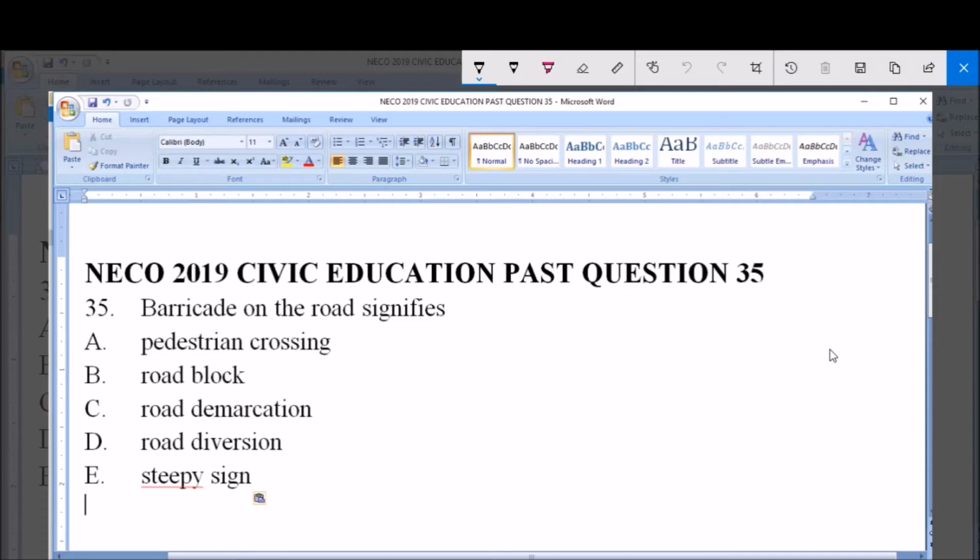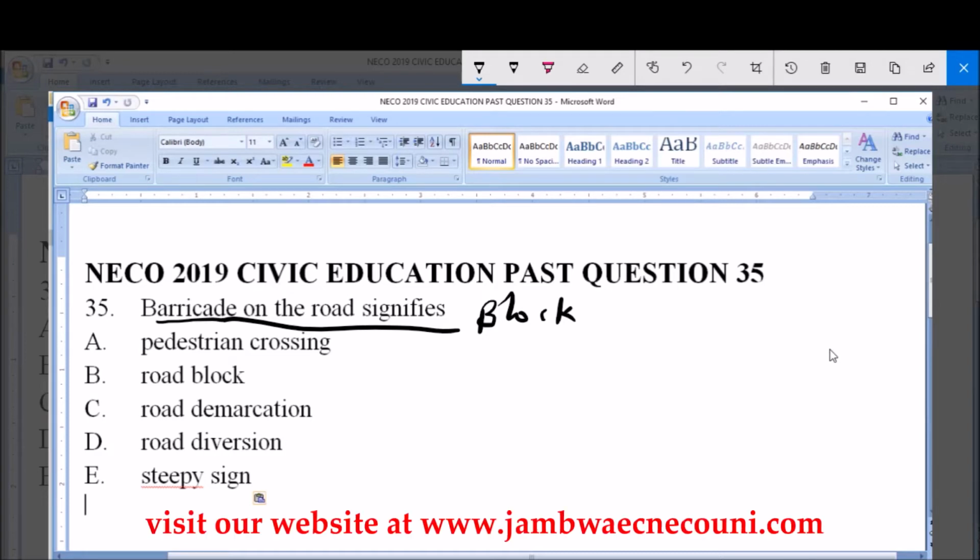Question number 35 says: barricade on the road signifies dash. Barricade on the road signifies dash. Now, barricade as an English word simply means block. On the road signifies dash.